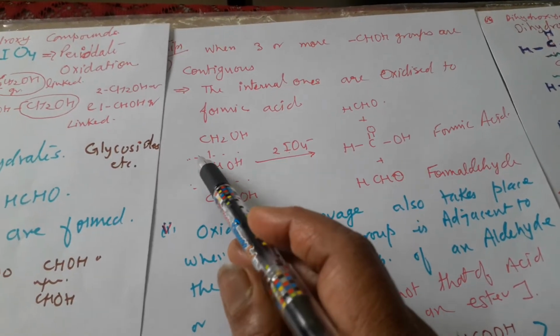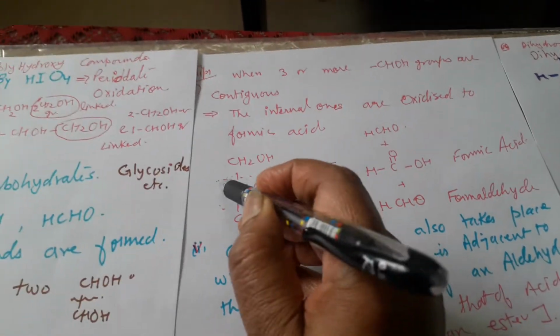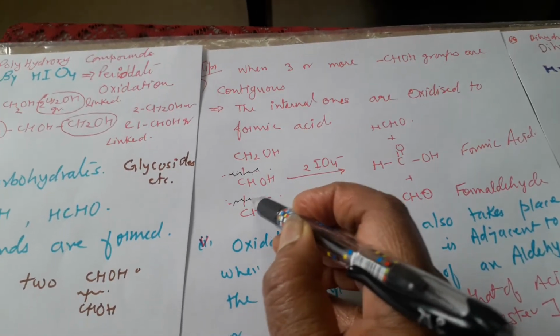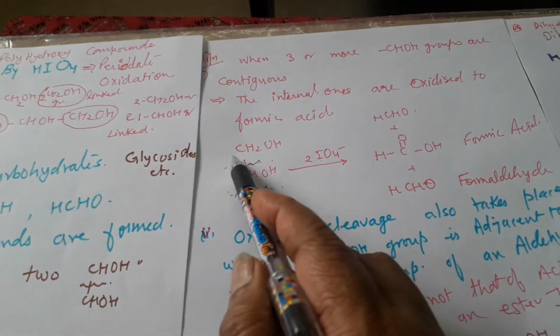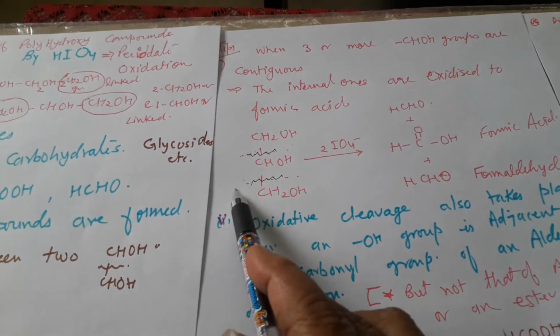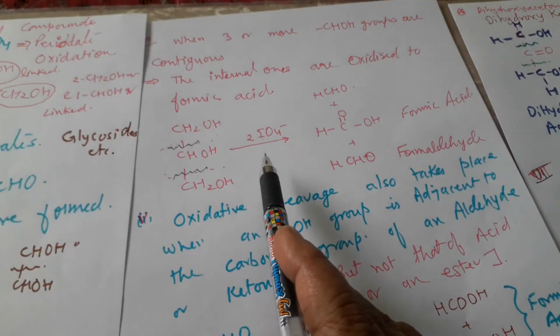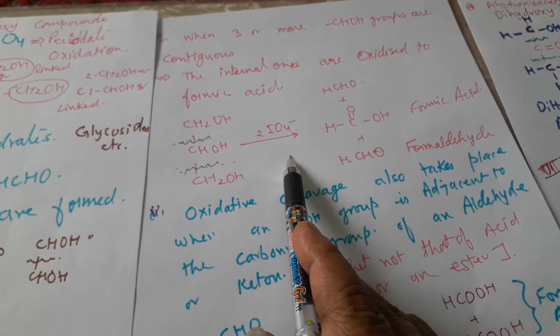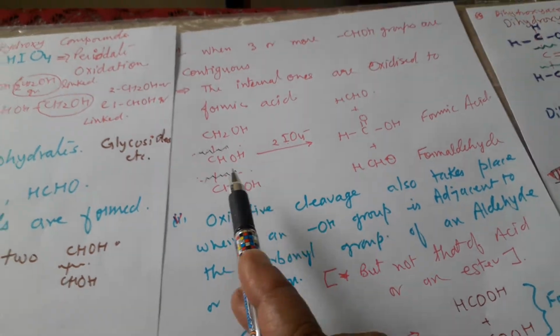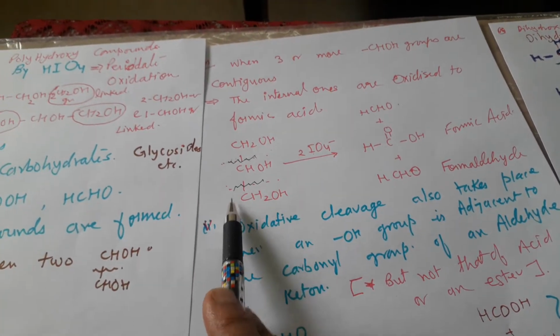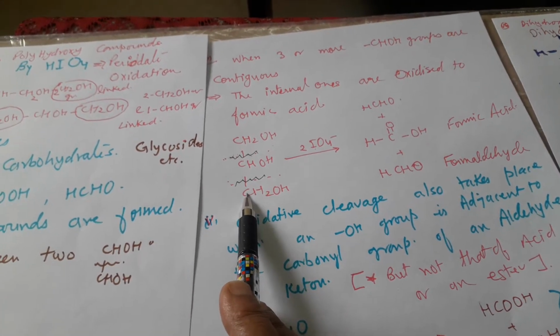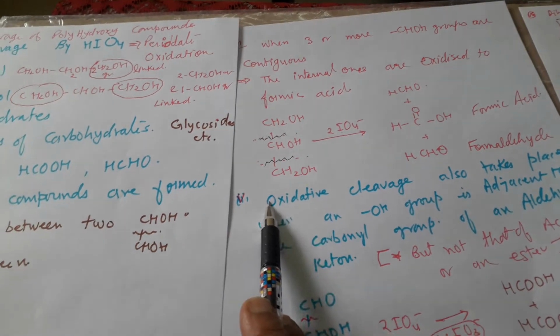See here, I have cleaved here, this is 1, and this is 2. Means this much cleaving is from here. So 1 mole for this, 1 mole for this. So 2 moles of HIO4 are required to break this compound. What is it? CH2OH, CHOH, CH2OH. It is glycerol, propane-1,2,3-triol.